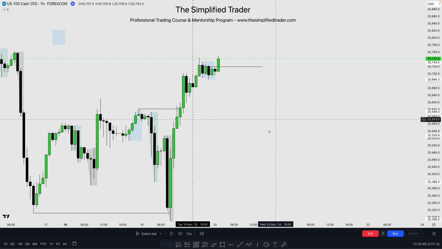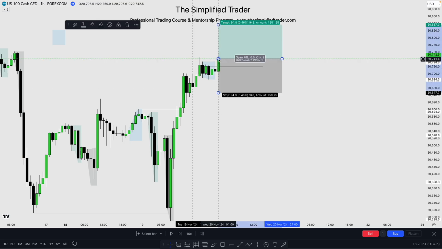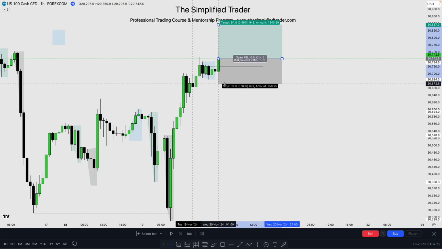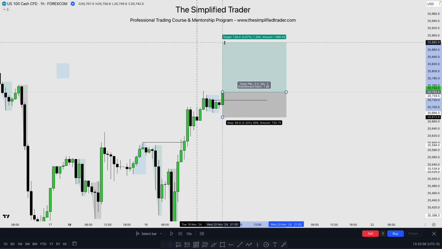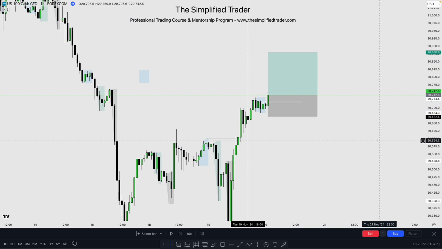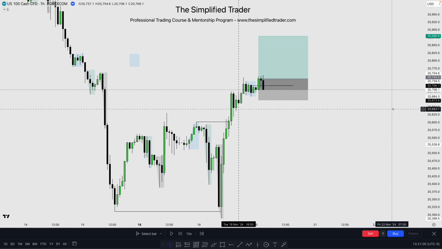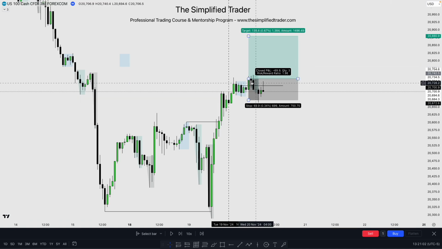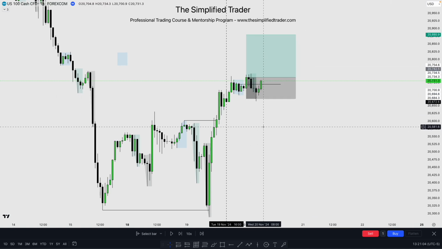Let's see. There we go. Let's use a market execution on this example. Stop loss goes low below the low, and we can go ahead and target a 2R. Let's see how this plays out. Here we have a losing trade, which is perfectly fine.